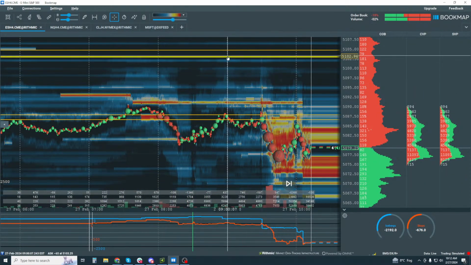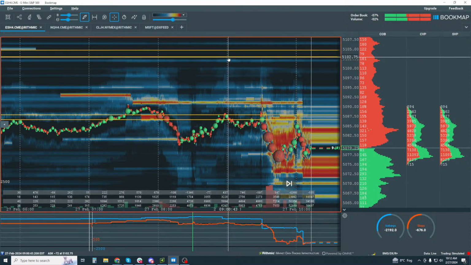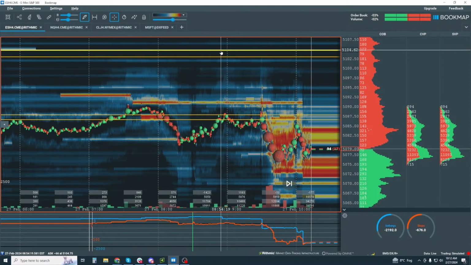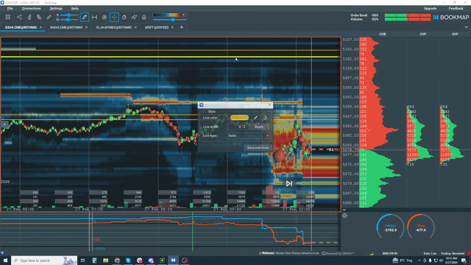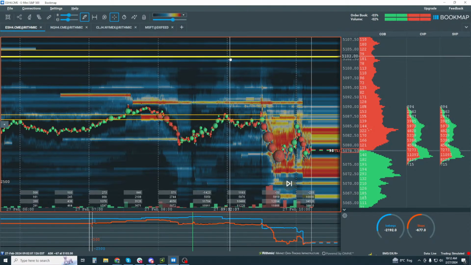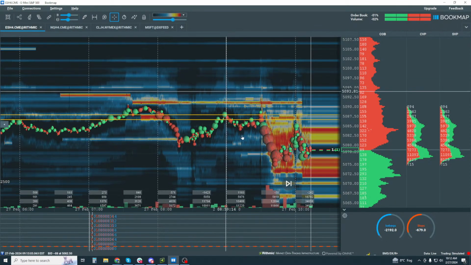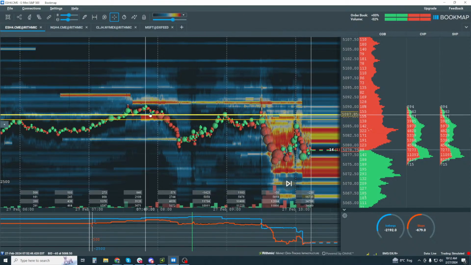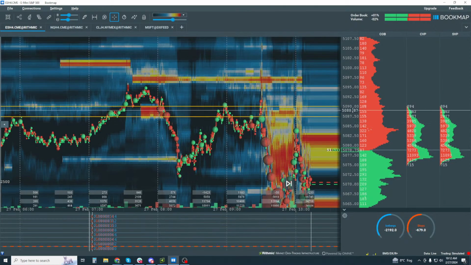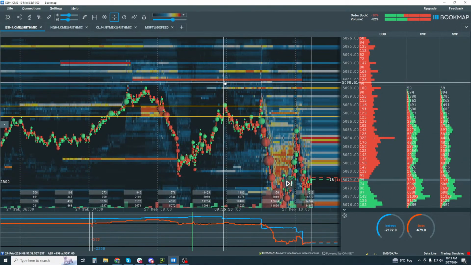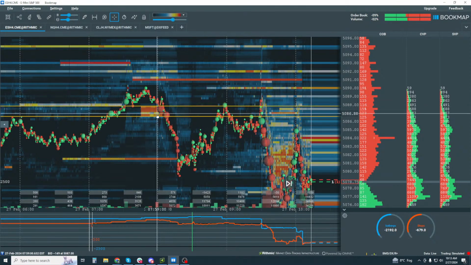This is actually a new feature in Bookmap 7.5. Your drawings are saved, which is pretty nice. Hold on, that one and remove this one. Okay. All right. So now let's take a look at that zone in here. This is how we can start to map out our day here.